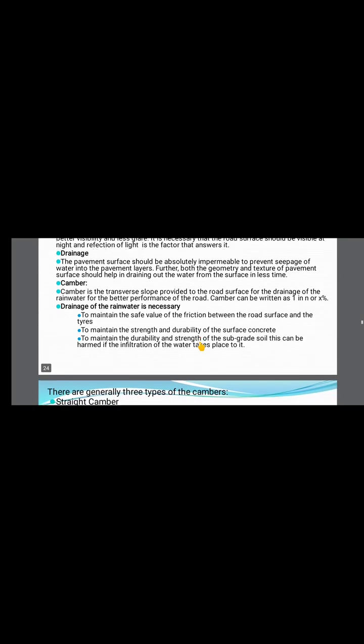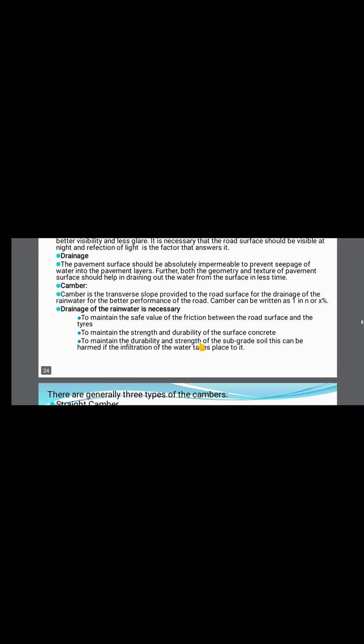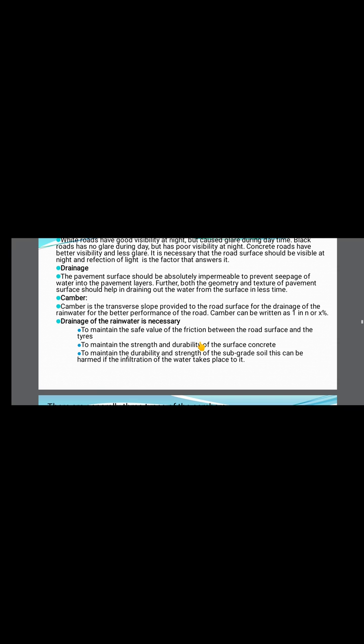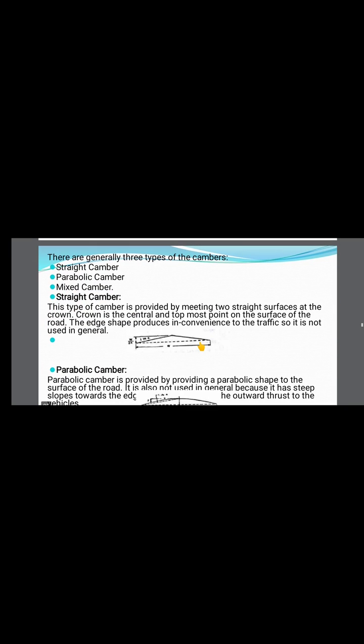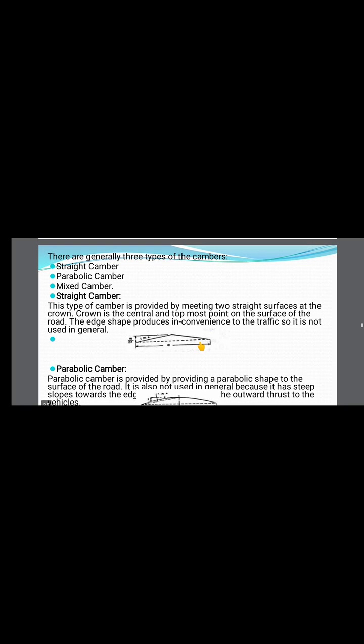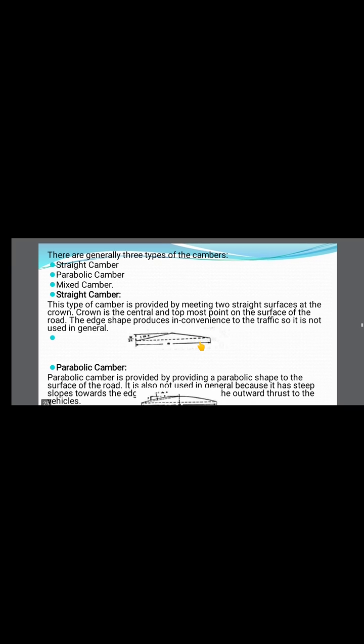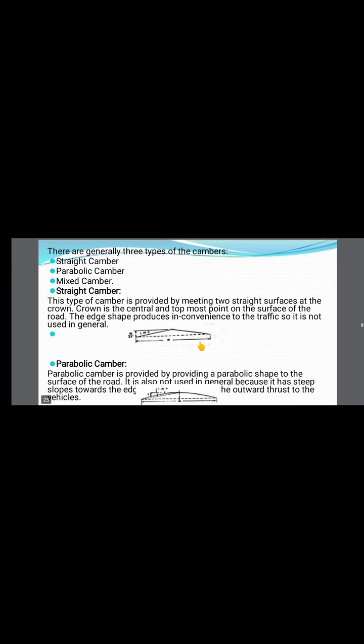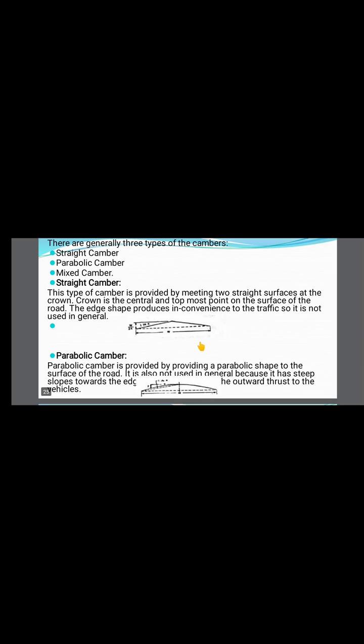So we have studied about camber. What is camber? Camber is a transverse slope provided in the road surface for the purpose of drainage. And in camber we have three different types: straight camber, parabolic, and mixed camber. You can see the figure of the straight camber. The lines are straight here, and the slope is given as 1:n in the straight camber.